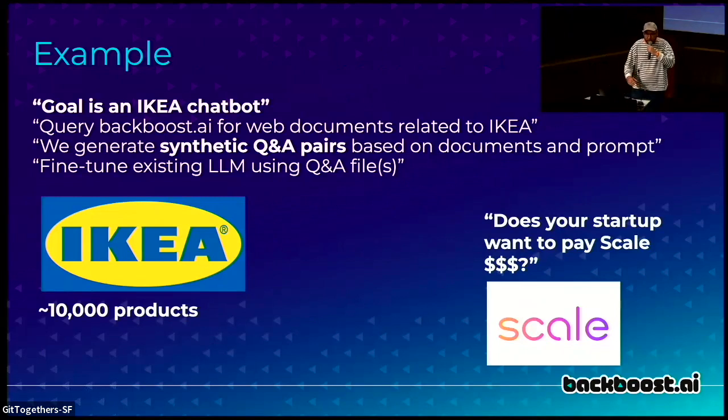And so what you could do is query every web document related to IKEA with our vector search. Then you generate synthetic Q&A pairs off all those documents. Then you just have a good prompt so you can filter out data that you don't want. And that's how you get your fine-tuned file.